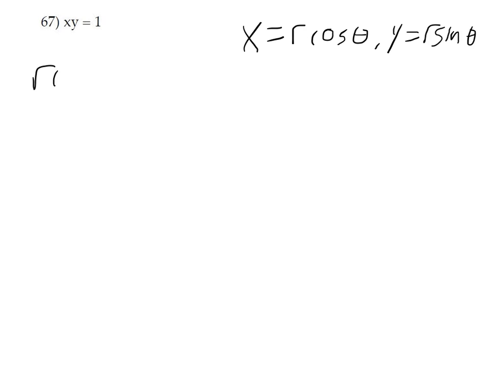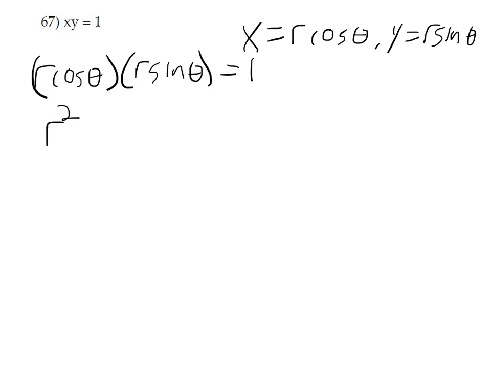Convert to polar coordinates. xy equals 1. We have x equals r cosine theta, and we have y equals r sine theta. So we plug these in for x and y, and we get r cosine theta times r sine theta equals 1. This is r squared sine theta cosine theta equals 1.